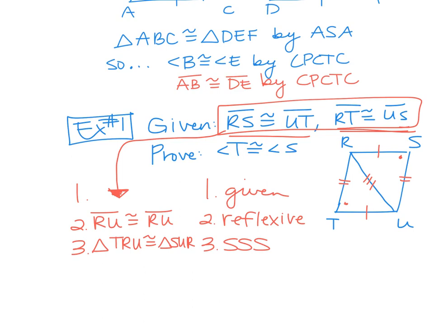Okay, so we know the two triangles are congruent, but we're not trying to prove the triangles congruent. We're trying to prove something about the triangles being congruent, so we're trying to prove the angles are congruent. Well, now that we've said those two triangles are congruent, we can say that the angles are congruent. Angle T is congruent to angle S because they are corresponding parts of congruent triangles that are congruent. So CPCTC, okay? Here's what you should write on your little proof cheat sheet.